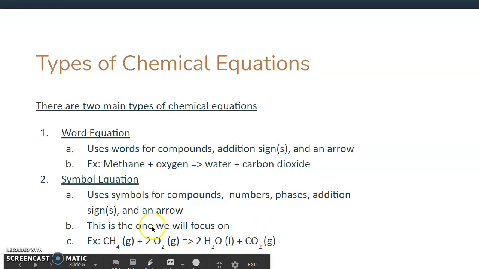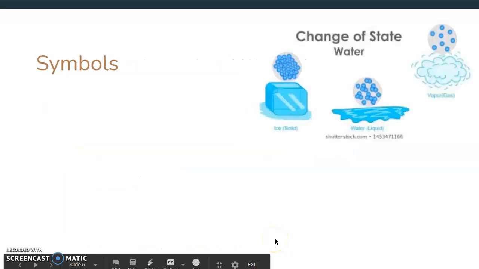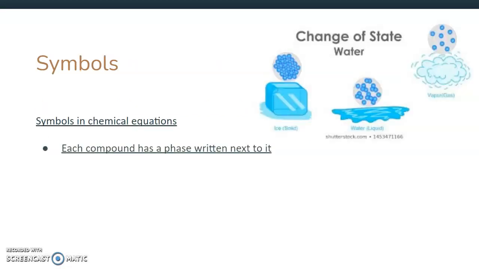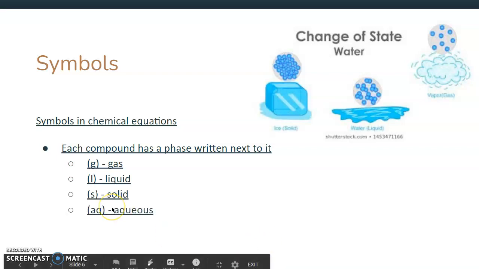We have seen some of these before as we've gone throughout the year, but I just want to be very clear on what they look like. So when we talk about symbols in the chemical reaction, we're going to talk about the phases first. Each compound has a phase written next to it. When we see a little G, it means we're in the gas phase, an L is the liquid, an S is the solid, and then we have this thing called AQ, which is aqueous. Aqueous means that it's dissolved in water.